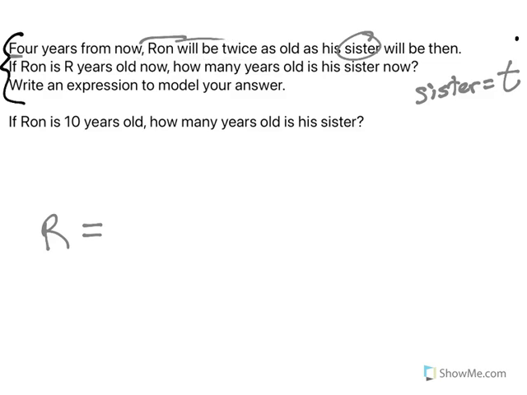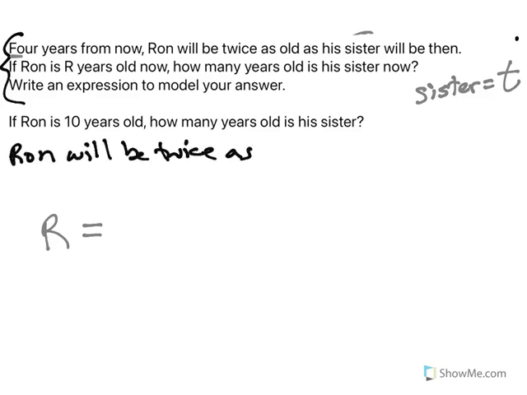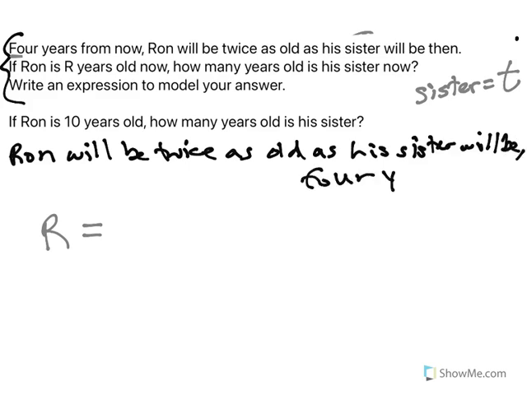This sentence can be a little bit tricky because this 4 years from now starts at the beginning, and that can be a little bit tricky. You can rewrite this sentence to say Ron will be twice as old as his sister will be, comma, 4 years from now. We can just move that preposition to the end.